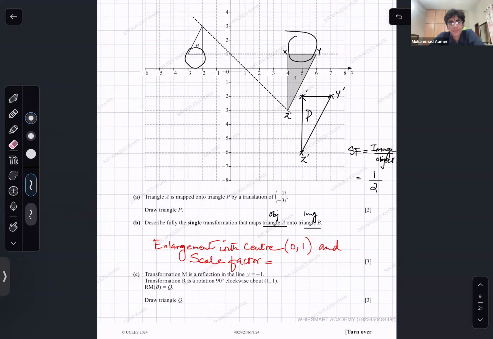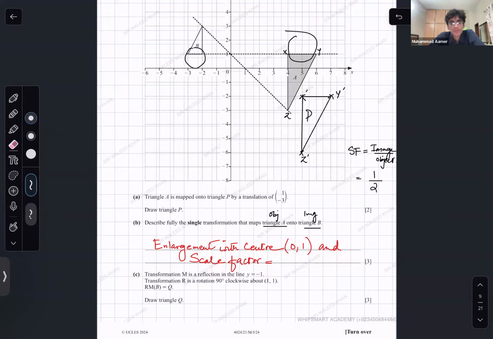Yes, sir. Yes. So even if you have a positive scale factor, it should be negative. Obviously, when you divide the sides, you won't get a negative value, right? But when the center of enlargement is between the object and the image, your scale factor will be negative. This negative indicates that the size of your object has become smaller, not bigger.